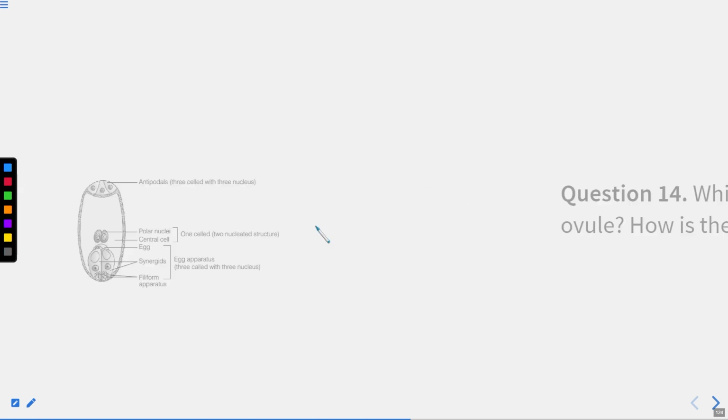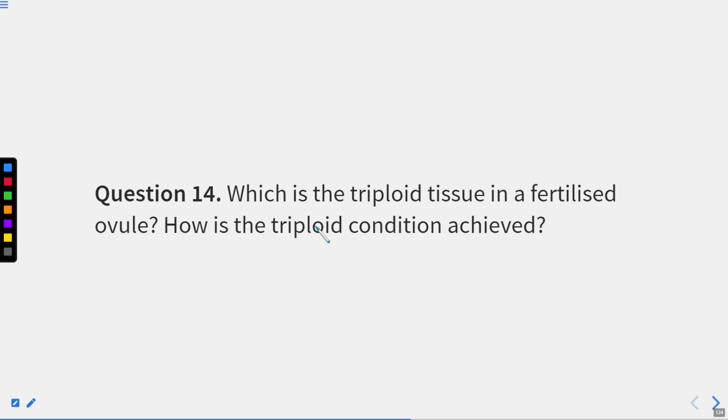Okay, this is clear. Now let's talk about question number 14, which is the triploid tissue. It means the ploidy level here is 3N, containing 3 chromosome sets. Which is the triploid tissue in the fertilized ovule? In the fertilized ovule only, this triploid tissue will be present. And how is this triploid condition achieved? We have already discussed triple fusion.